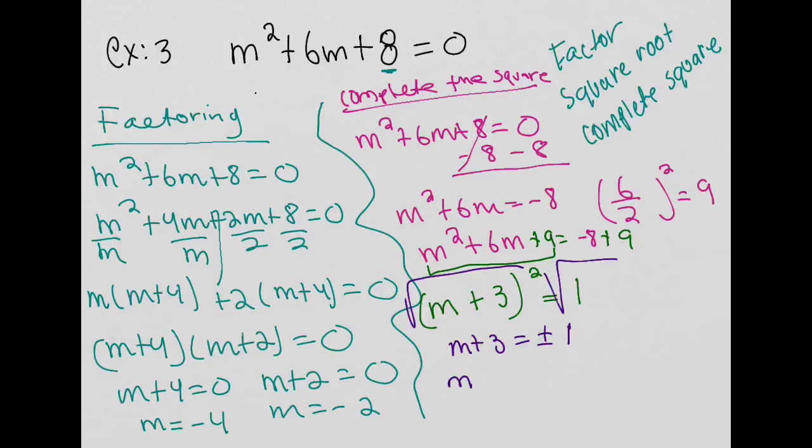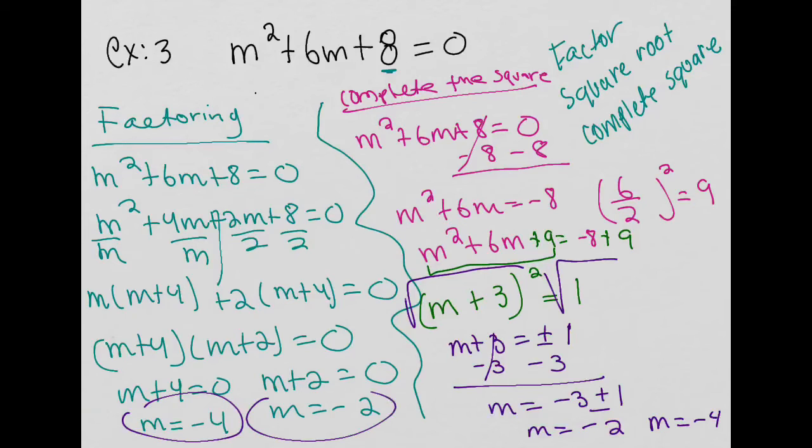So then let's just erase that, sorry. So then I minus the 3. So m equals negative 3 plus or minus this, sorry, no square root. We already did the square root. Plus or minus 1. So then m equals negative 3 plus 1 is negative 2. And then negative 3 minus 1 is negative 4. If you notice, these are the two answers.